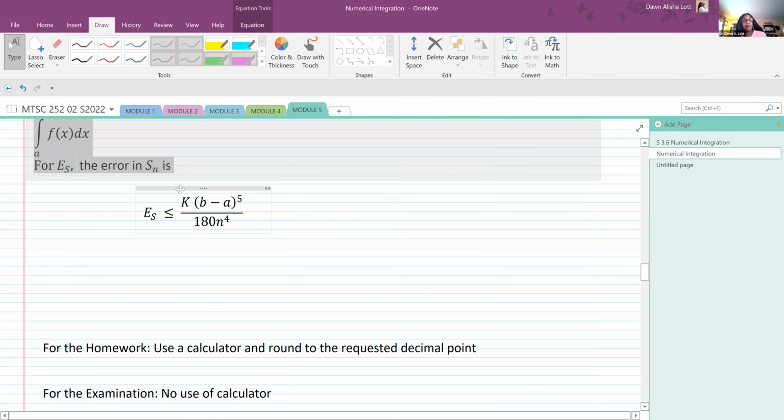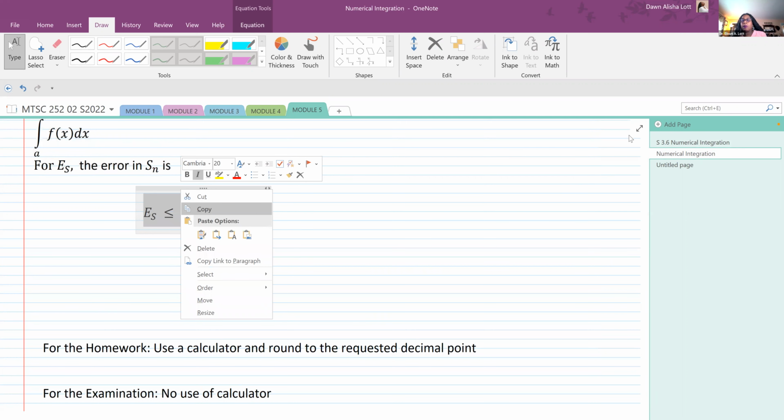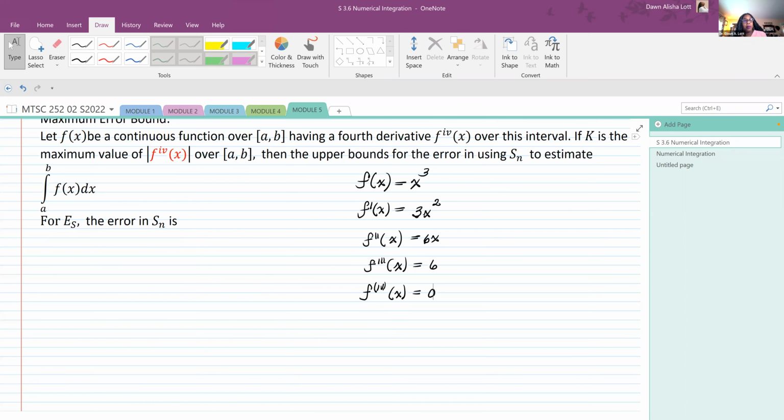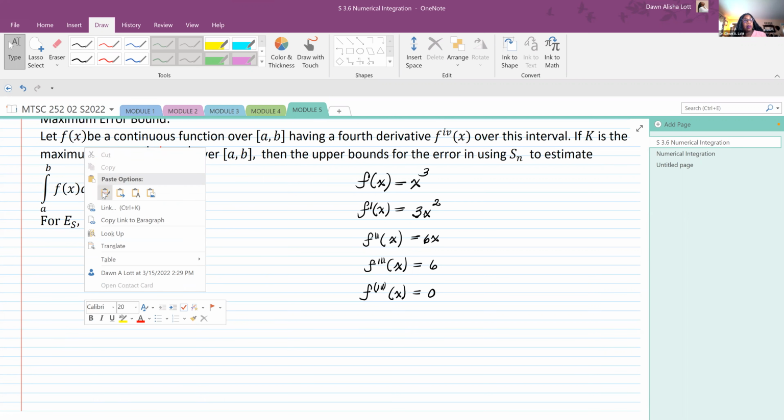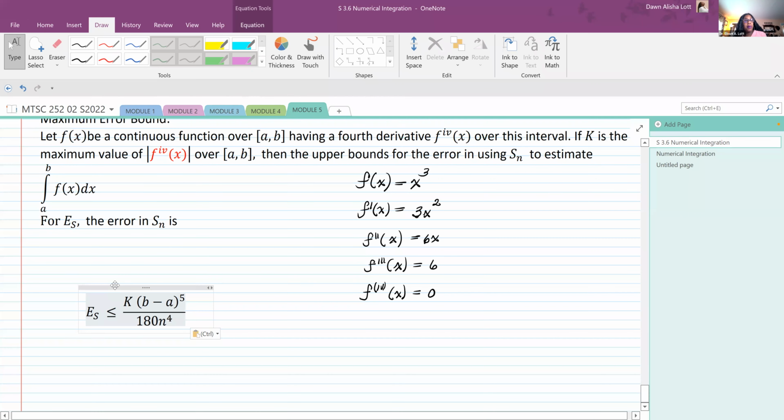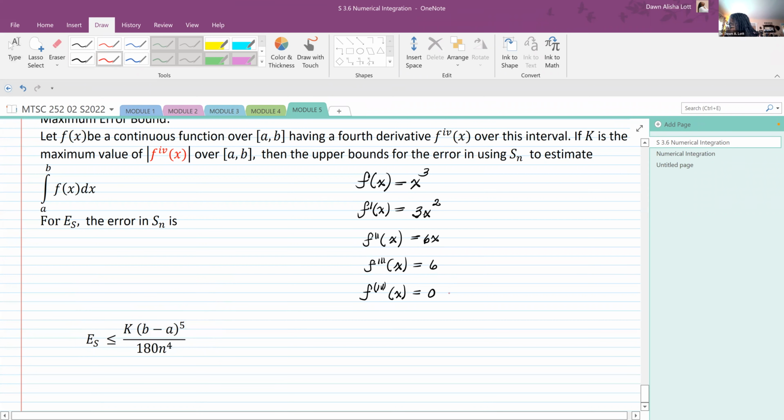Here it is. So for this problem and anything that is of cubic power, this is the maximum value of ES for this problem. And as I said, for this problem, K is 0. So therefore, there is no error for cubics. Okay, no error.